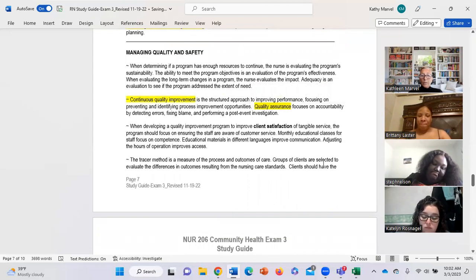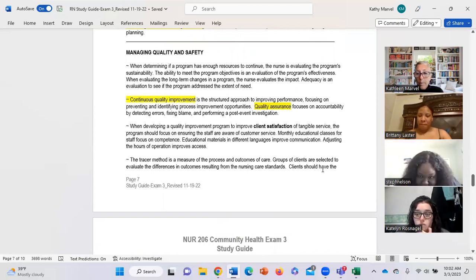Okay, there's a difference. Think about it, quality improvement. We're always working to improve and be better. We send out surveys to patients. You get surveys, you get phone calls. How do we do? Process improvement.